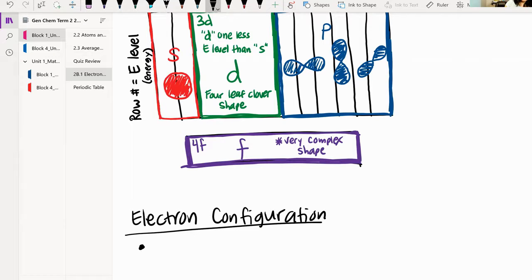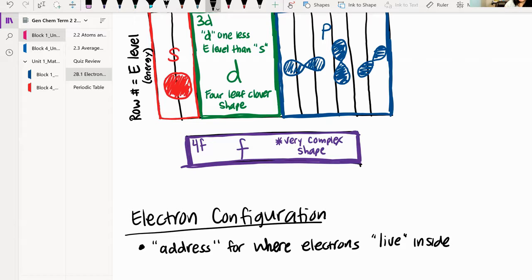Make myself a note. Electron configuration is the address for where electrons, air quotes, live inside the atom.